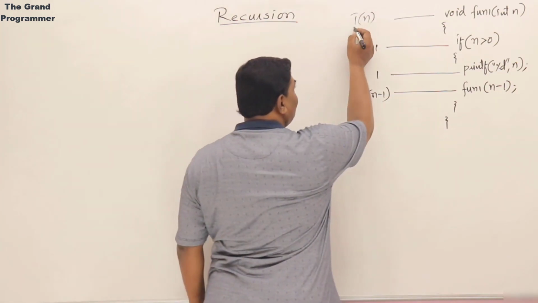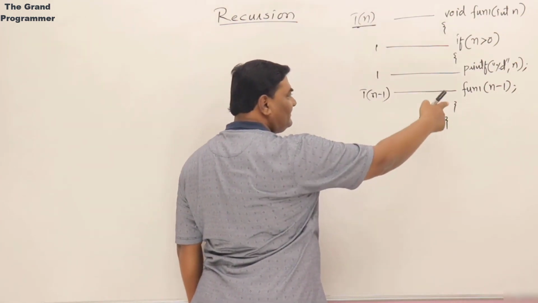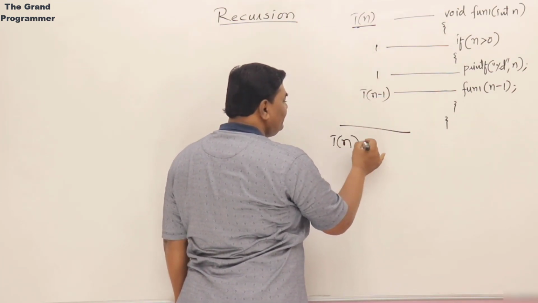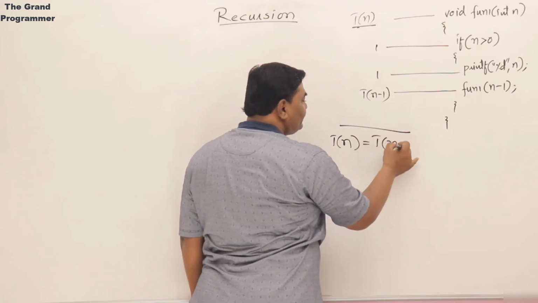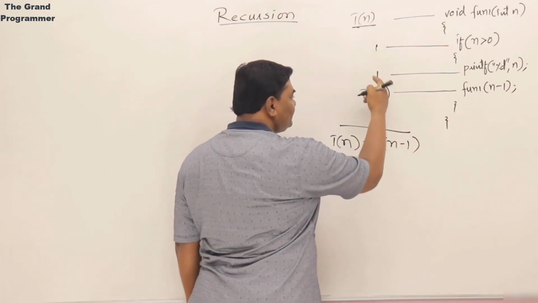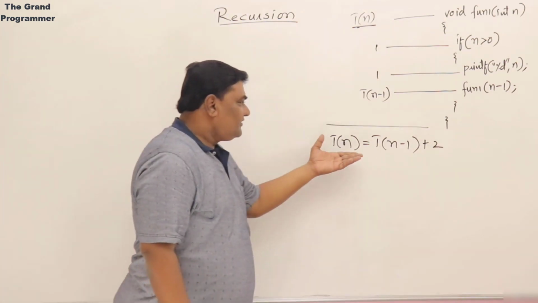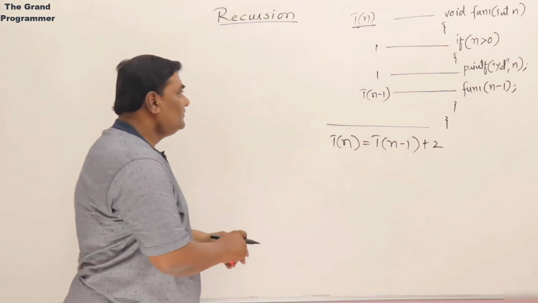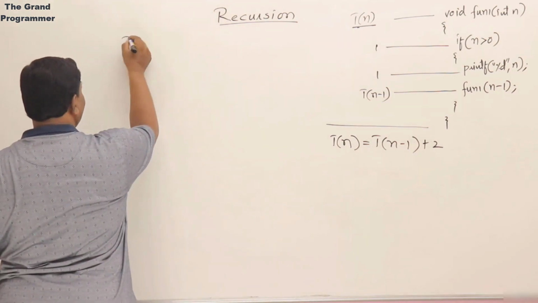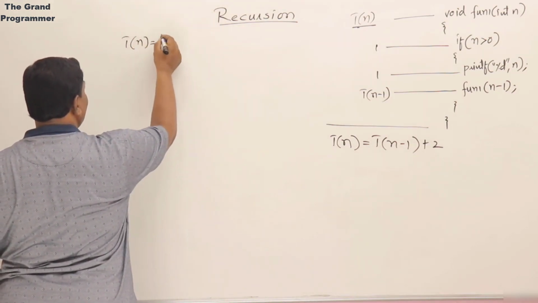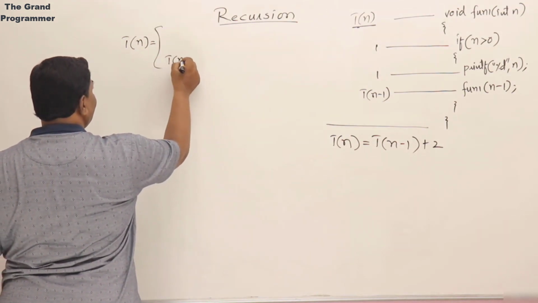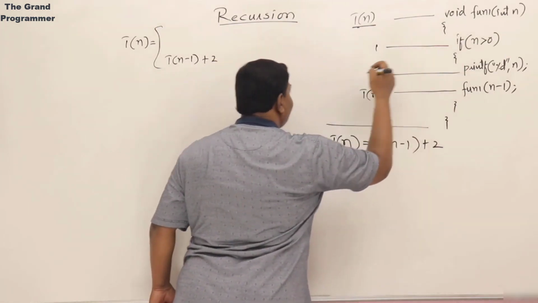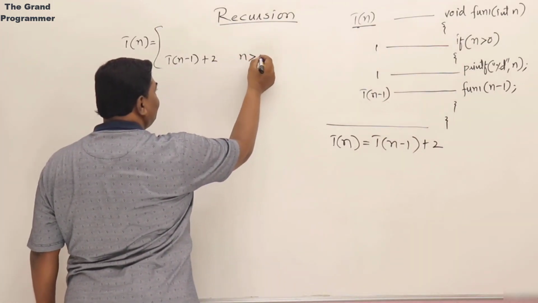Then what is this total T(n)? I said the sum of all the times taken by the statements. So let's take the sum. T(n) is equal to T(n-1), the bigger term I am writing first, plus 2. So the total time T(n) is equal to T(n-1) plus 2. So the recurrence relation is T(n) = T(n-1) + 2 when n is greater than 0.